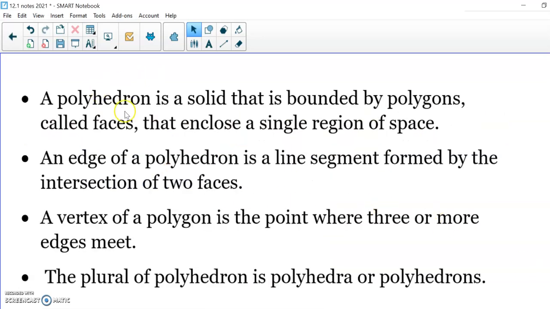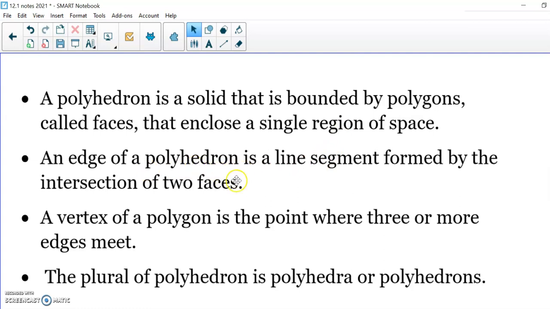So the first thing we talk about is a polyhedron, and that's a solid bound by polygons. So be careful, the segments have to be straight, no curved surfaces. A circle's not a polygon. And it encloses a single region of space. So in other words, it has to be a closed figure.